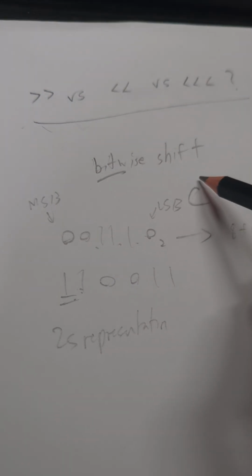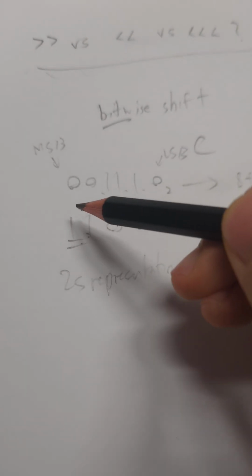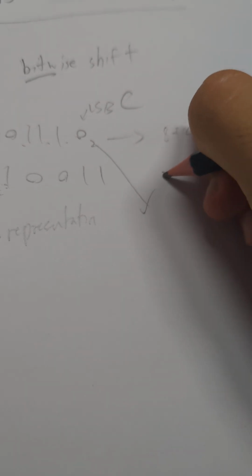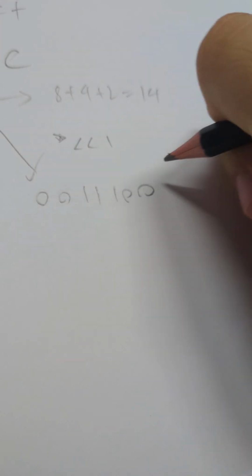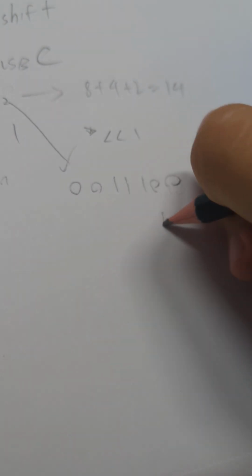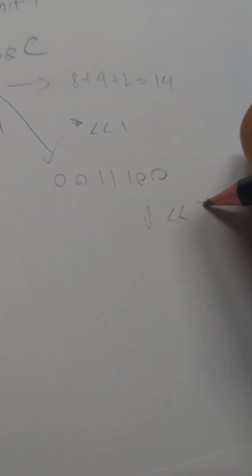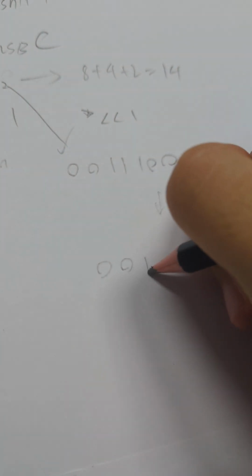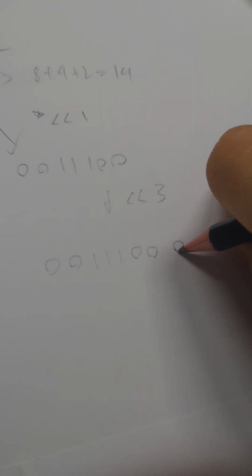The shift allows you to shift the entire string of bits. So let's say I want to left shift by 1. I'll just add a 0 at the back, so it becomes 00111100. So I shifted by 1. If I want to shift it by, let's say 3, I can do 0011100000.